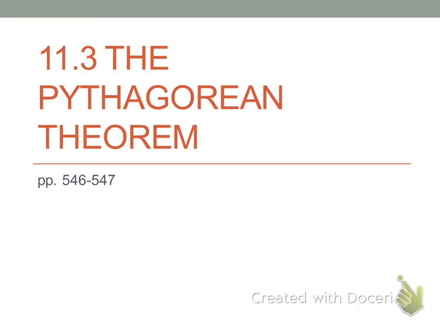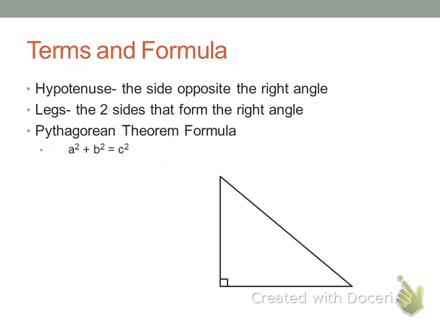Alright, today we're learning about the Pythagorean Theorem on page 546. The first thing you need to know is some terms. What is the hypotenuse, legs, and Pythagorean Theorem formula? The hypotenuse is the side opposite the right angle. So in order for the Pythagorean Theorem to be true, it has to involve a right triangle. And that will be indicated by the box that you see to indicate the right angle.